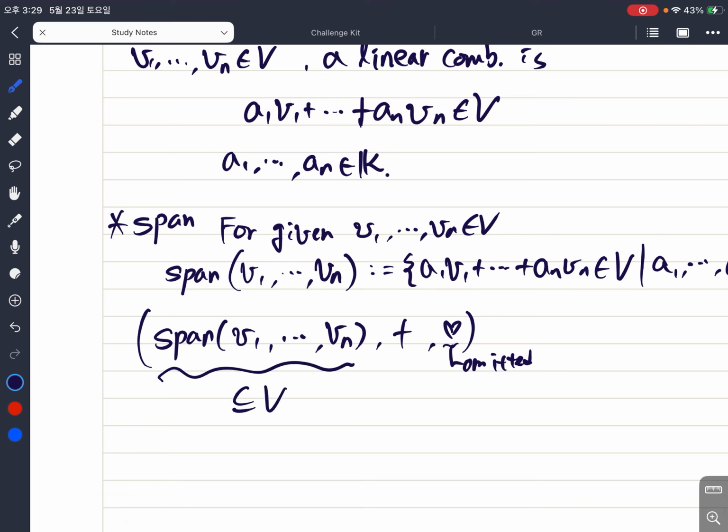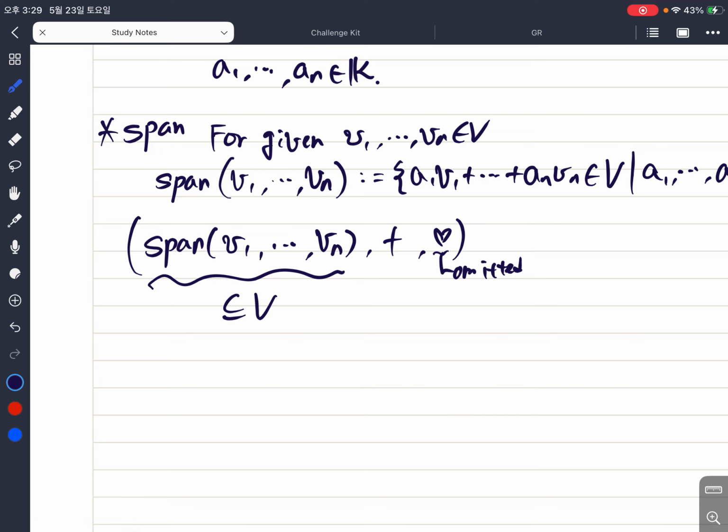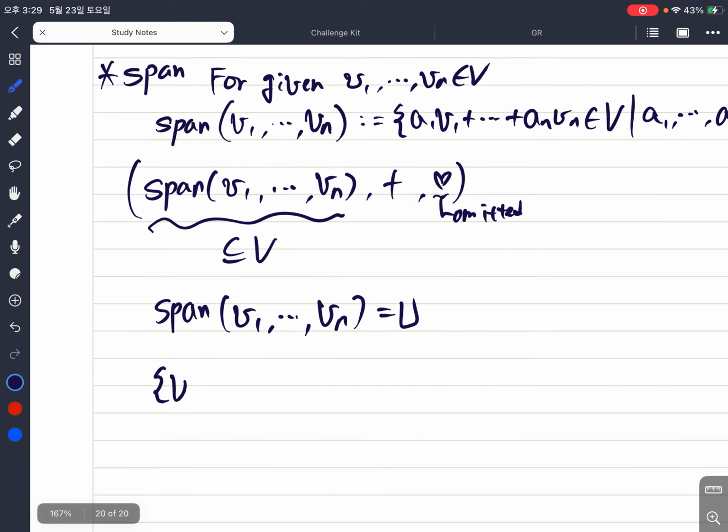Of course, it can be the same as V. If this is a subset U, and the span of v1, ..., vn equals U, we say v1, ..., vn spans U, or just that U is the span of v1, ..., vn, and it is of course a subspace of V. And sometimes, if we gather these vectors, we call this set a spanning set or a generating set of vectors.